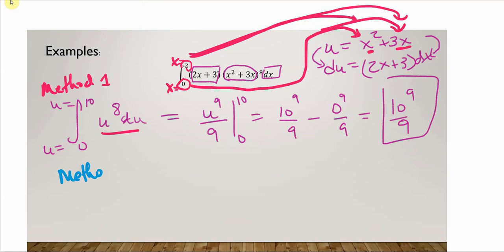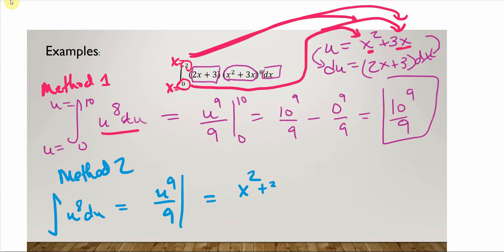Okay? So now we're going to try method number 2. On this one, we're still going to have the integral of u to the 8th du. But if you notice, I didn't put any bounds. So the integral of u to the 8th is u to the 9th over 9, right? What I'm going to do is bring back my u, and my u is going to be x squared plus 3x, to the 9th over 9.